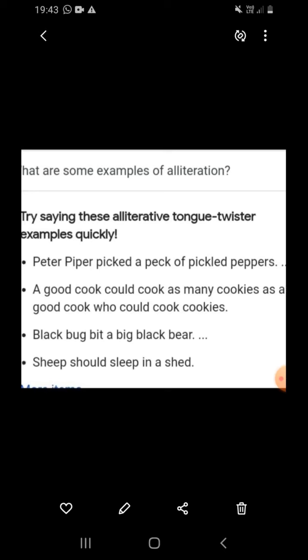Then, the bubbles rose and burst. In these lines, bubbles B, burst B. Then, round a rugged rock, a rugged rascal ran. In this line, the R letter is frequently repeated. The next example, he fumbles in the pocket for a ticket. Here P is repeated.